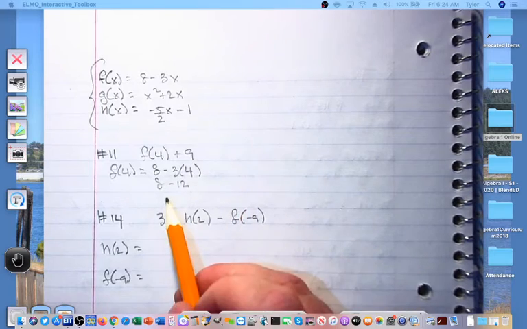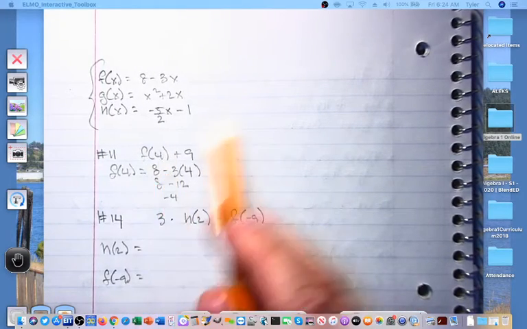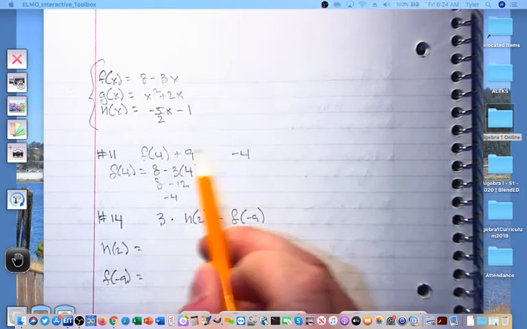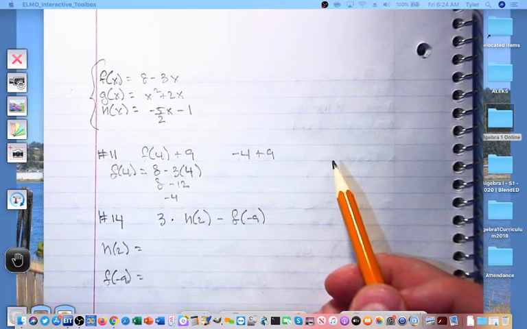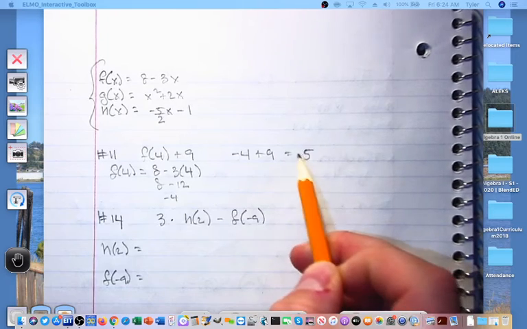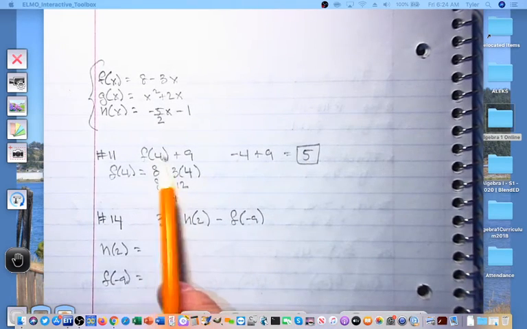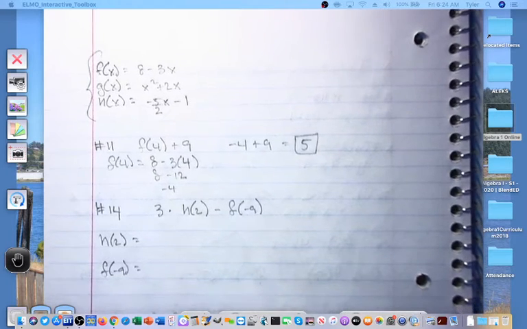and that means that the f of 4 is equal to negative 4. So now I go back up here, I'm going to replace the f of 4 with negative 4, and I'm going to add 9 to it. And negative 4 plus 9 is going to give me a positive 5. So the f of 4 plus 9 is equal to positive 5. We can even mix these together.